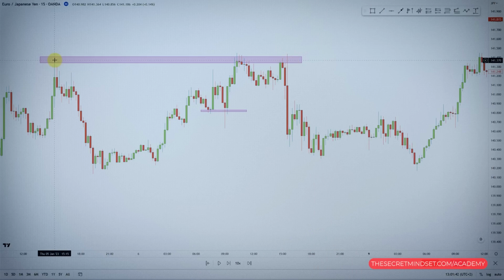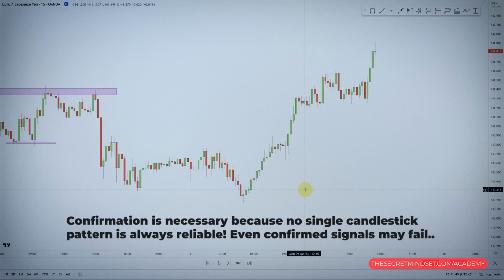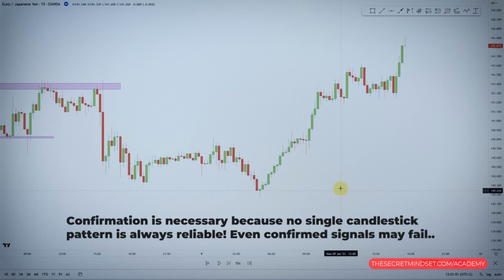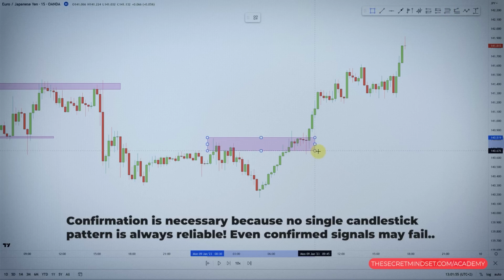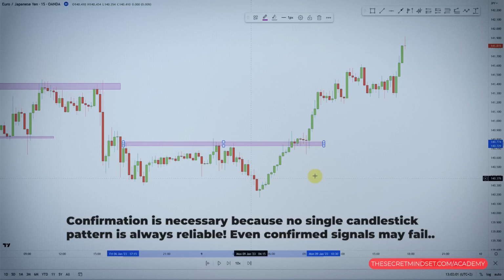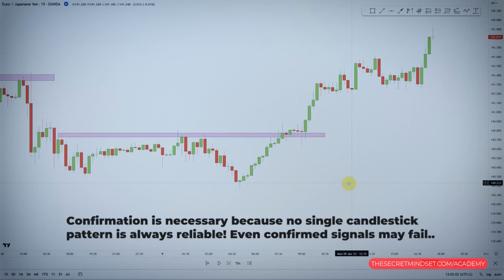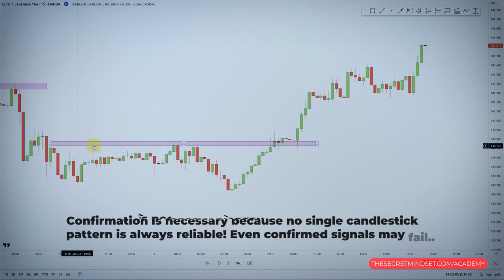You need to rely on confirmation to improve your timing of entry and exit. Confirmation is necessary because no single candlestick pattern is always reliable. You know this. Even confirmed signals may fail. However, with the use of confirmation, the ratio of successful timing improves and failed signals are more easily spotted.